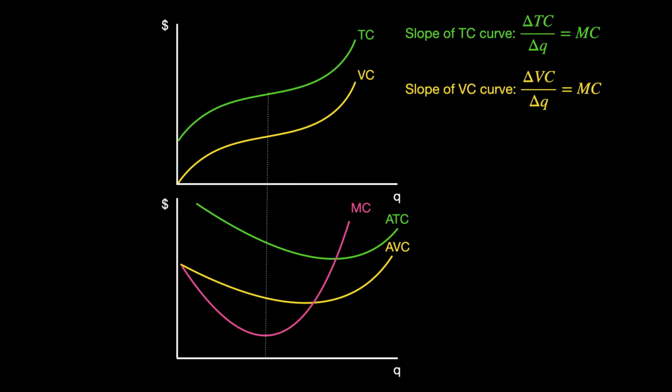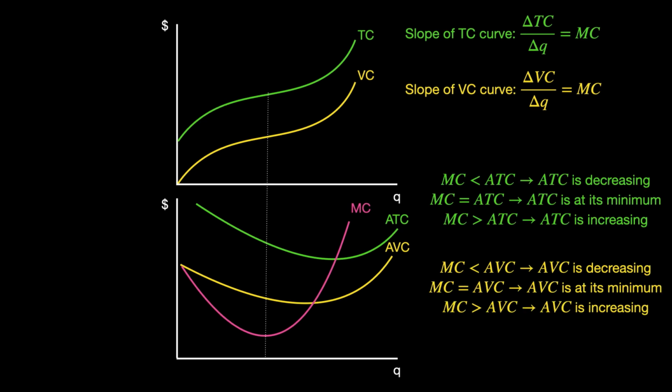Also, the slope of the variable cost curve is marginal cost. That is, the slope of the variable cost curve is the change in variable cost over the change in Q, which is also marginal cost. So for any given quantity, the slope of total cost and the slope of variable cost are the same. The white dashed line is where the slopes of both total cost and variable cost hit their minimum. Since the slope of both of these curves is marginal cost, this is also where marginal cost hits its minimum.